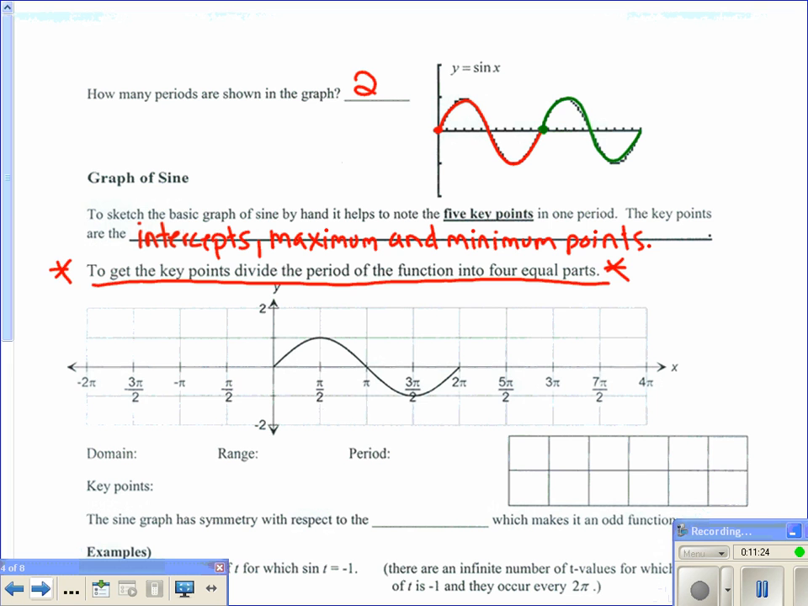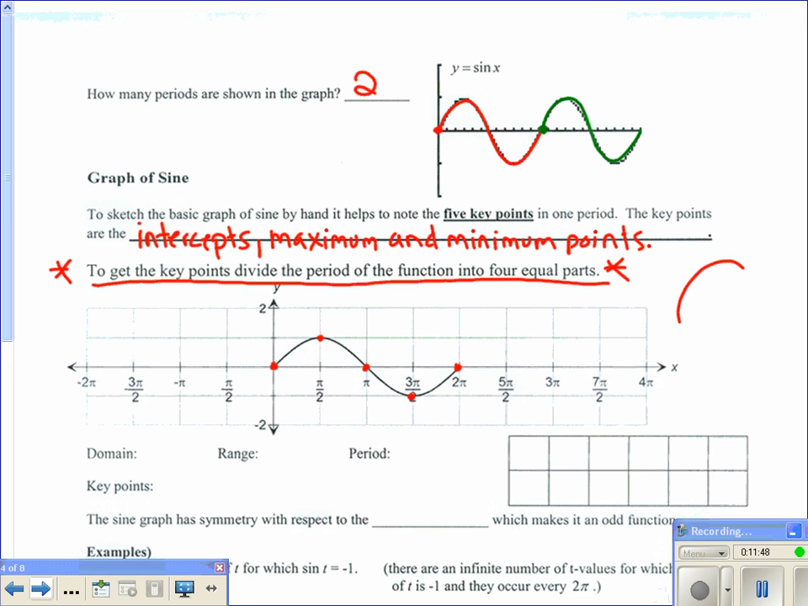So this is very important. Why would we divide it into 4 equal parts? Well, let's look at our graph that we already graphed in the other one. On your page, you have (0, 0). At pi over 2 it is 1, so that's a maximum. At pi, we have 0. At 3 pi over 2, we have -1. And at 2 pi, we also have 0. Notice those are the intercepts of my graph, and also the maximum and minimum values.